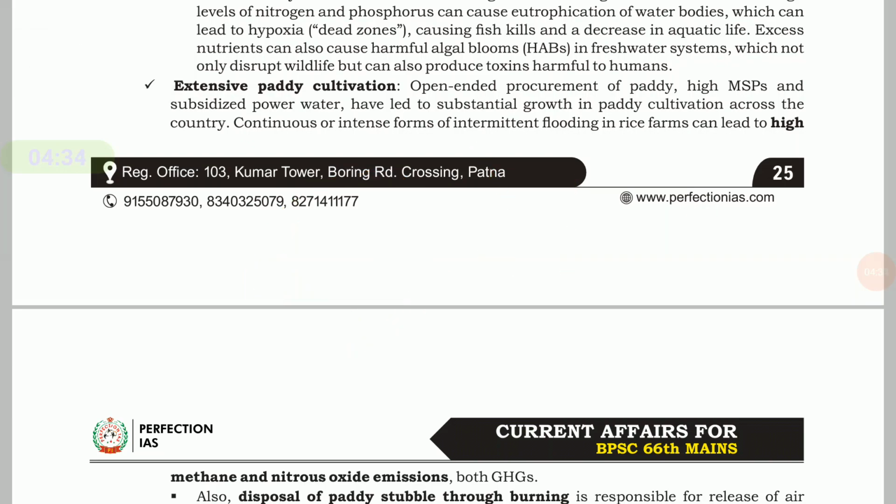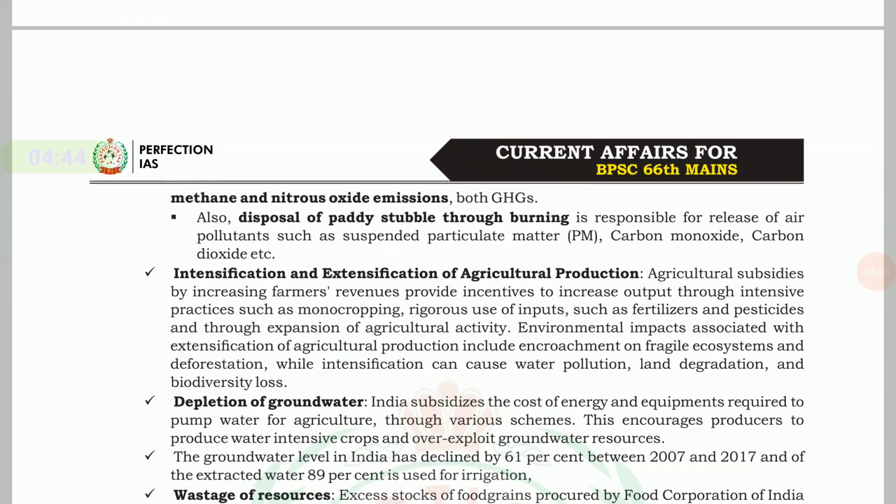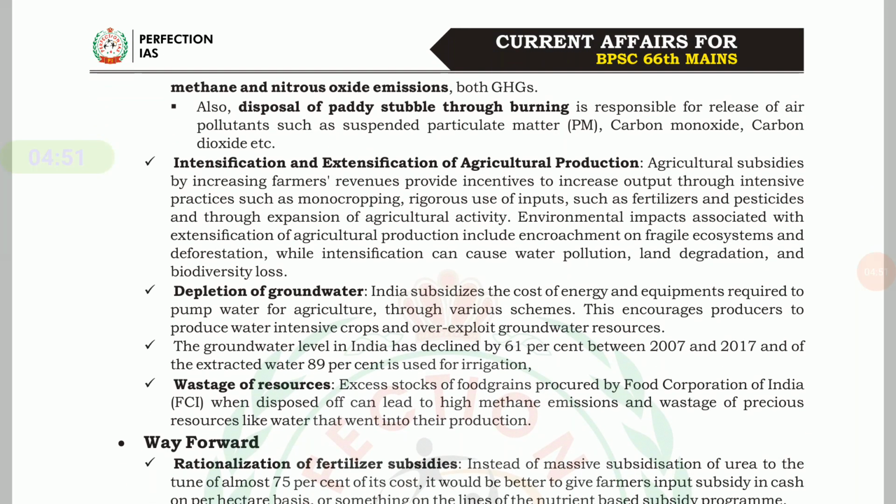So these high water intensity crops lead to leaching, salination, and loss of productivity, not of that particular farm but of nearly all of those farms. Similarly, this leads to the release of methane, nitrogen oxide, etc., and a large amount of greenhouse gases. Intensification and extensification of agriculture production.